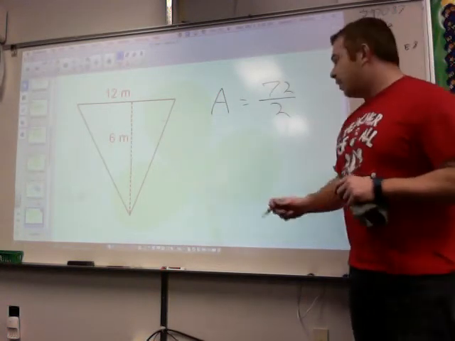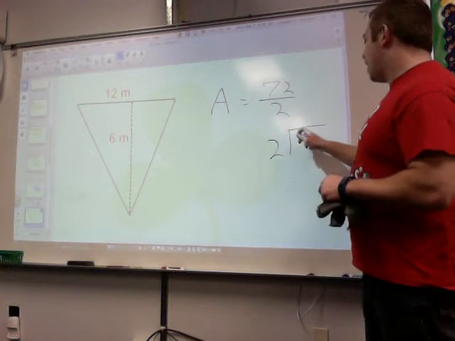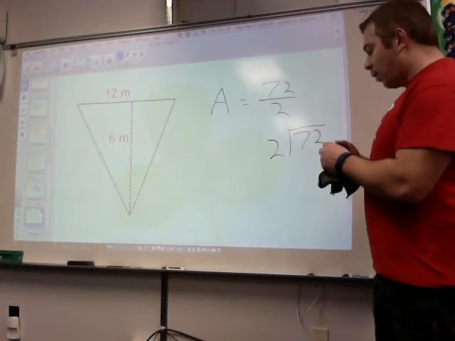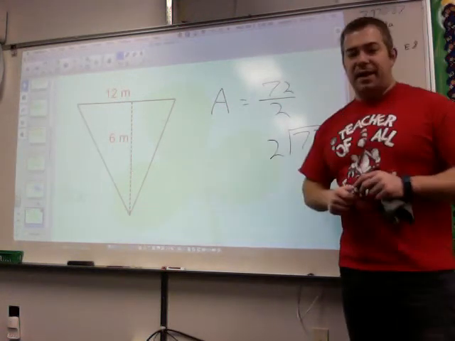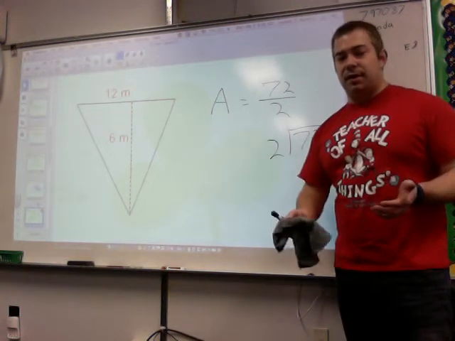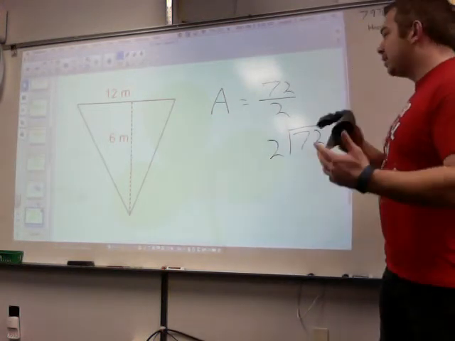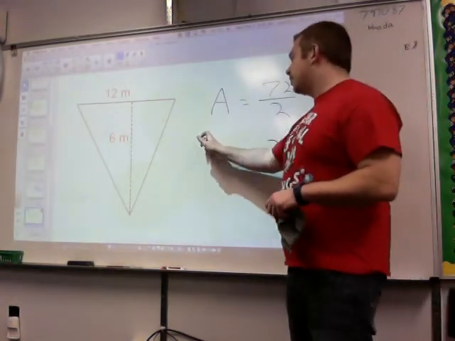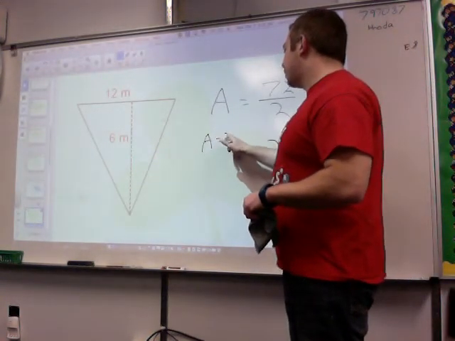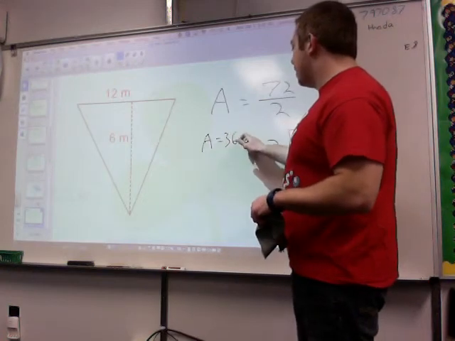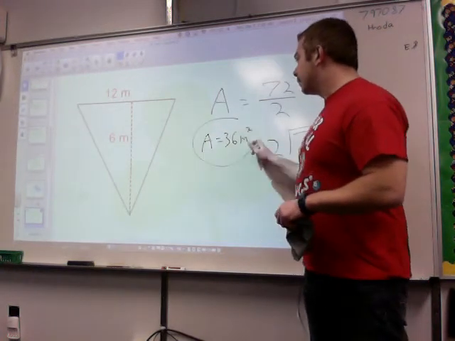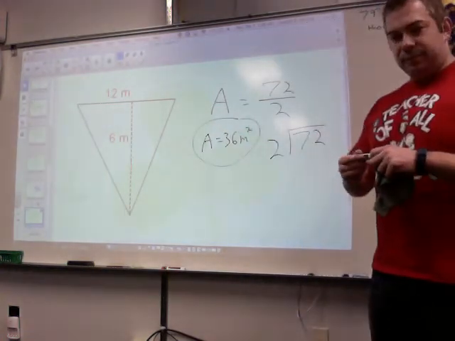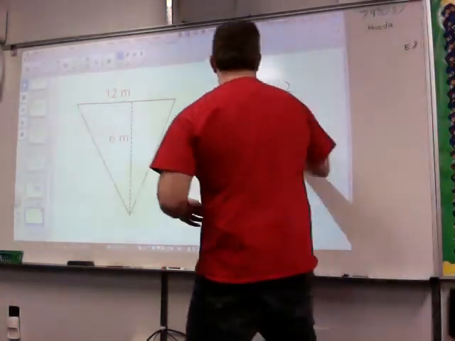Now you could write it out and ask, how many times does 2 go into 72? Or you could do it in your head, cutting things in half. I know half of 60 is 30. Half of 70 is 35. So half of 72 is 36. So my area equals 36, and we have meters squared. There's your answer. All right.